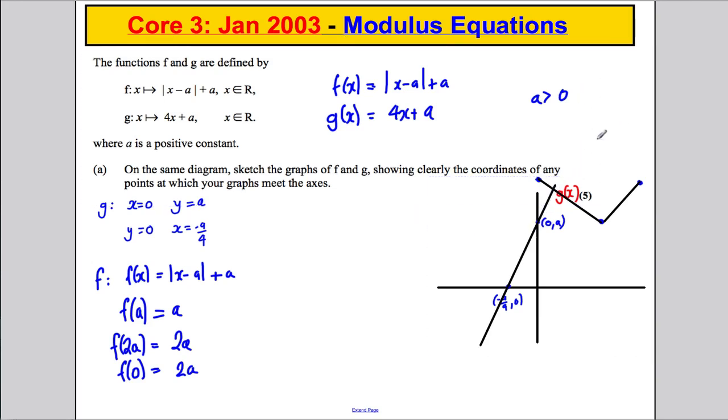It has its minimum value at a, because anything bigger than or less than a will make this a bigger number than 0. So it's got its minimum value at x is a, and its minimum value would be a. And therefore we've got the graph. And it crosses here at 0 and 2a.